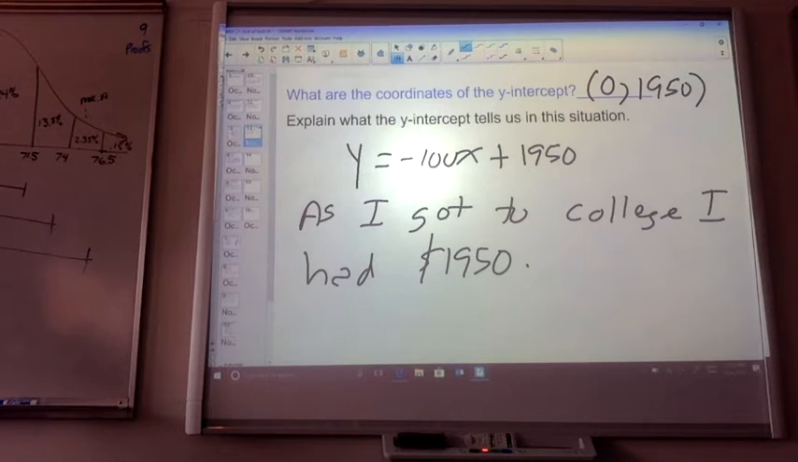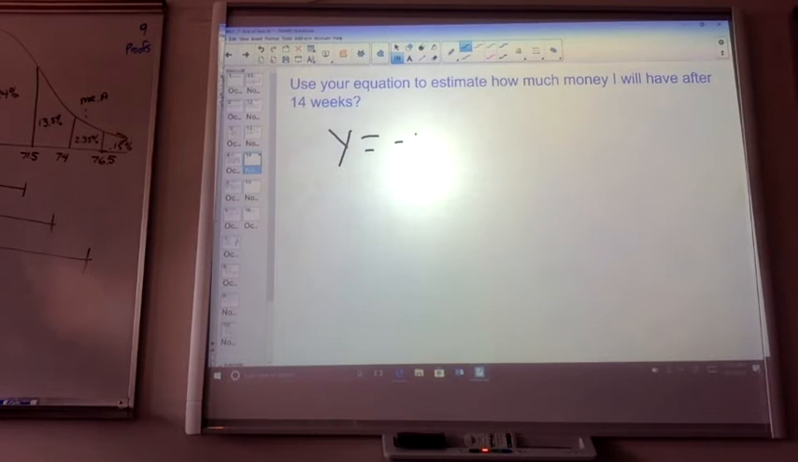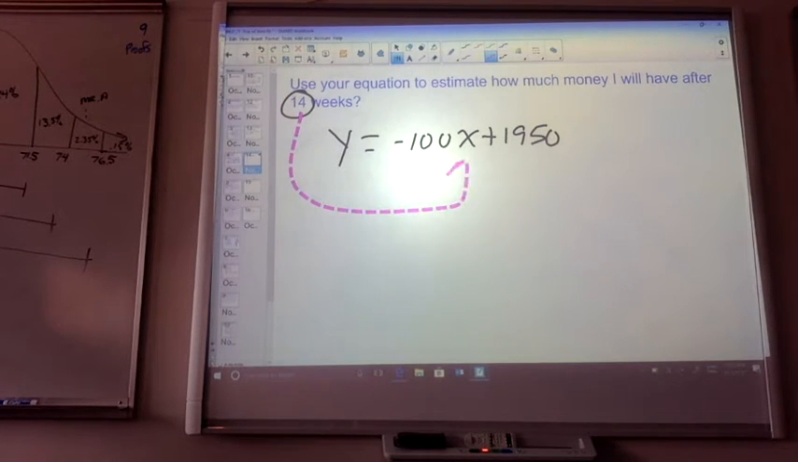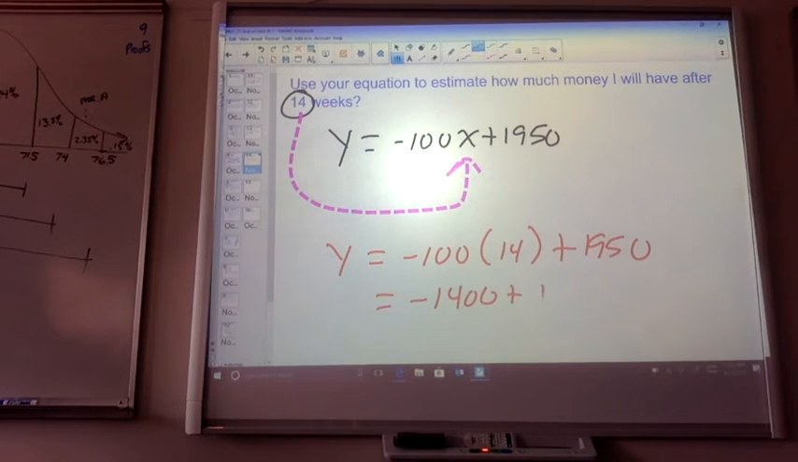We good? What was my equation? Y equals negative 100x plus 1950. Use your equation to estimate how much money you will have after 14 weeks. So where does this 14 go in, x or y? X, because this represents time. So y equals negative 100 times 14 plus 1950. That's negative 1400 plus 1950. So that means I am at $550. Time to go home and ask mom and dad for some more money.